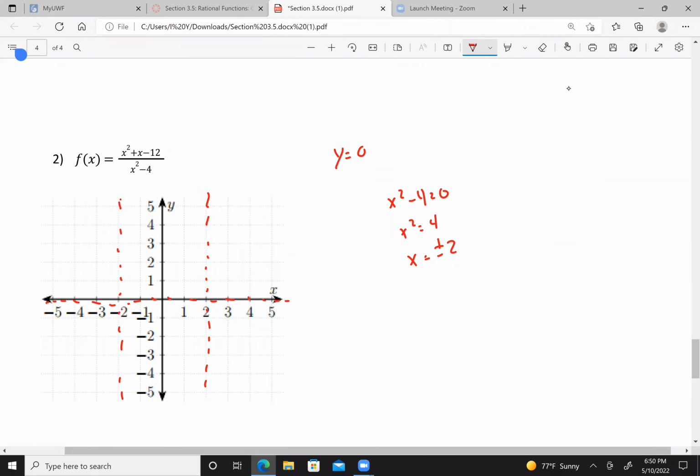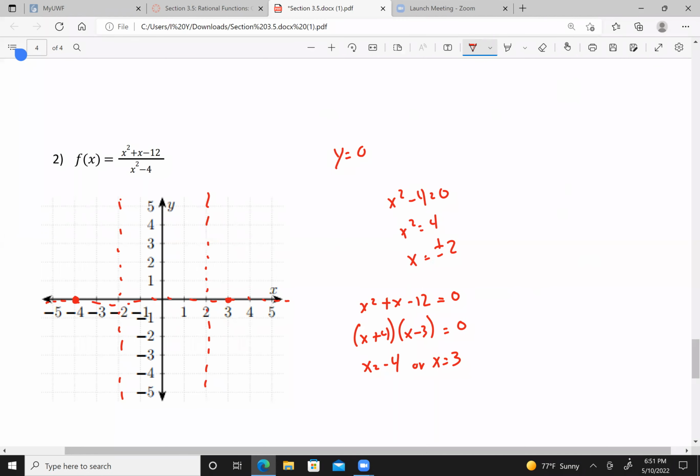Find the x-intercept by setting x squared plus x minus 12 equal to 0. That's x plus 4 times x minus 3, 0. So x equals negative 4 or x equals 3. There's one there. There's one there. So the horizontal asymptote doesn't cross the vertical.